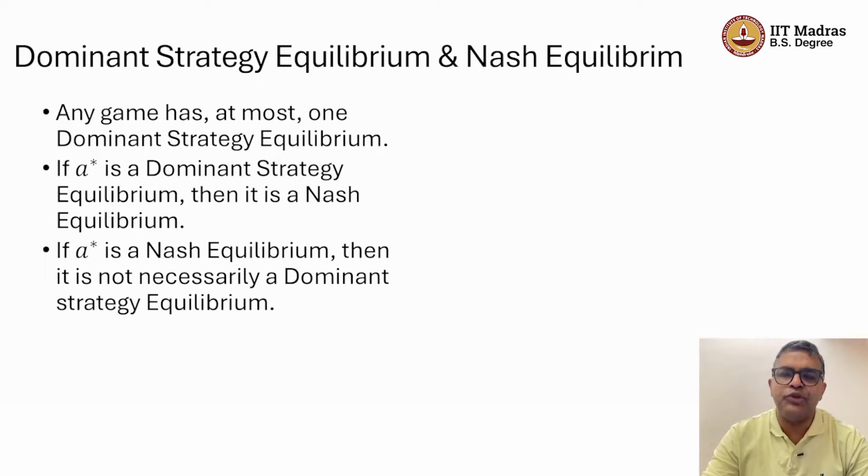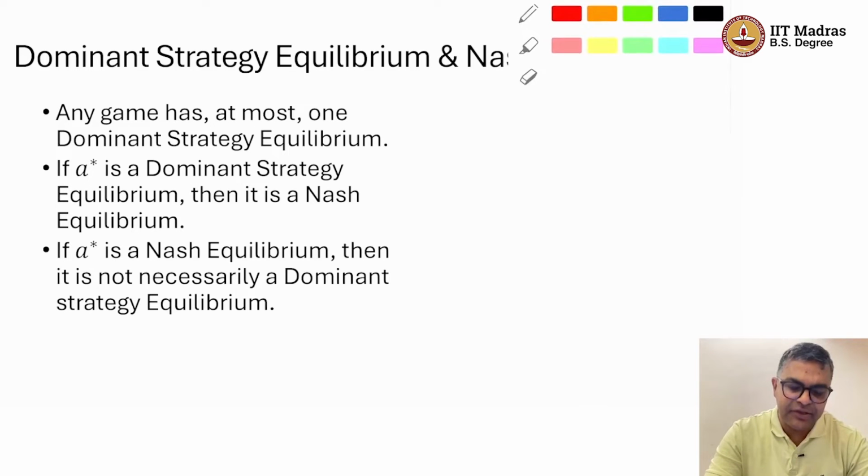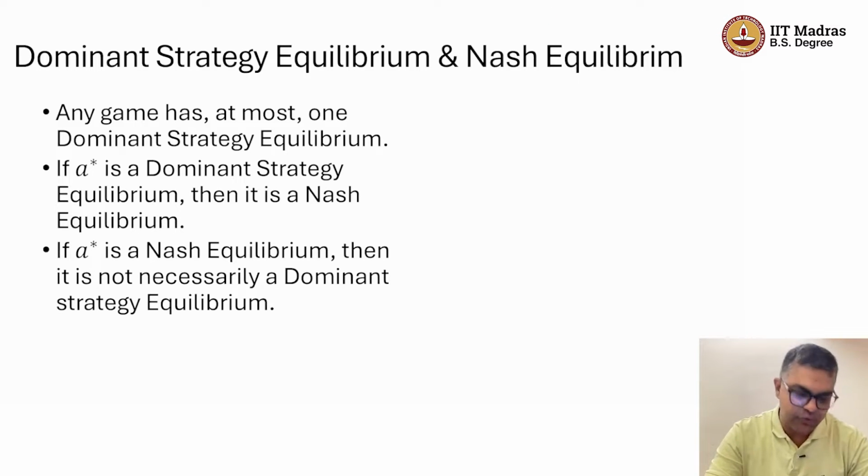Again, I am not going to give you a rigorous proof. My whole attempt is to tell you what happens and give you a rough sketch to convince you that what I am saying is true. So most of the time we will talk about a two player scenario, two decision maker scenario. So here is a game. What we say is that any game has at most one dominant strategy equilibrium. So either 0 or 1. Of course, we are talking about strictly as well as weakly dominant strategy equilibrium.